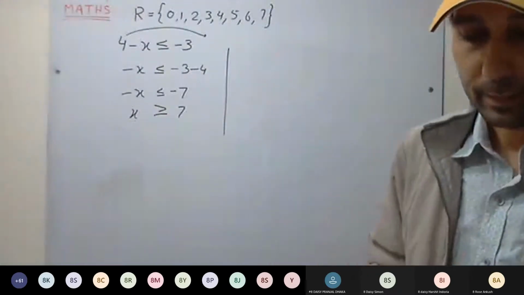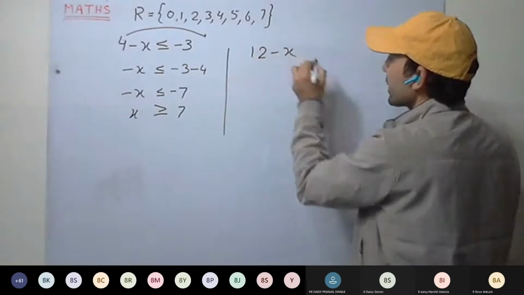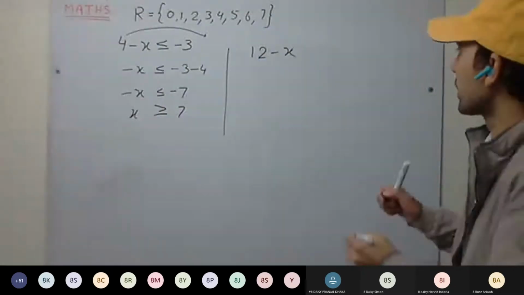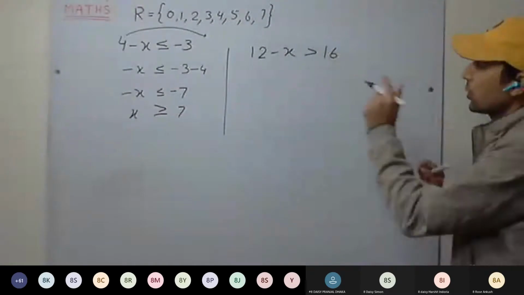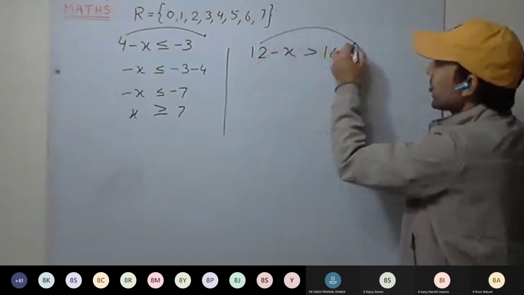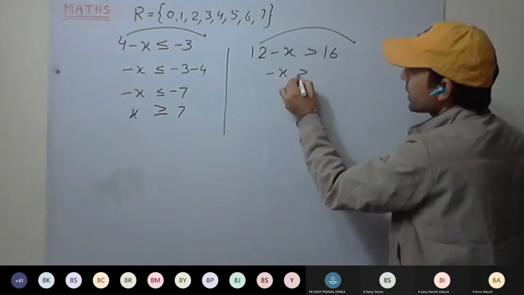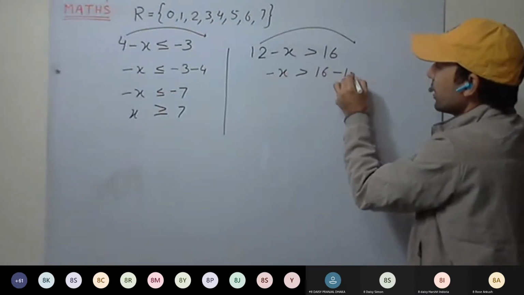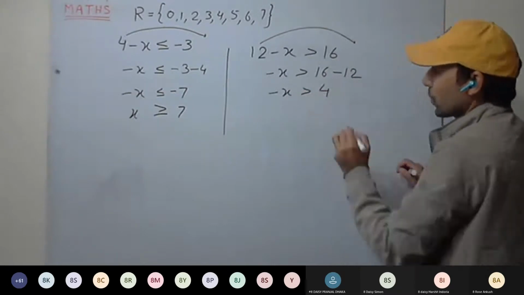12 minus x greater than 16. Okay, so as you take 12 on the right hand side, it will be subtracted. Here it is plus. So minus x greater than 16 minus 12, minus x greater than 4.